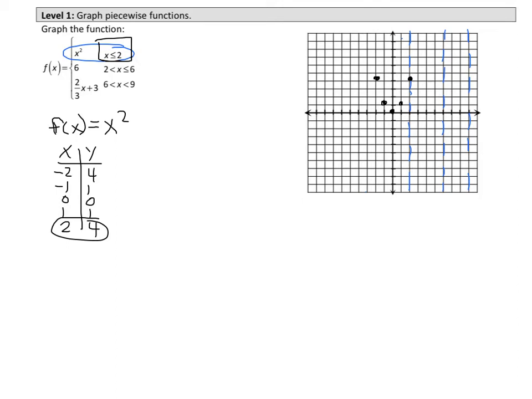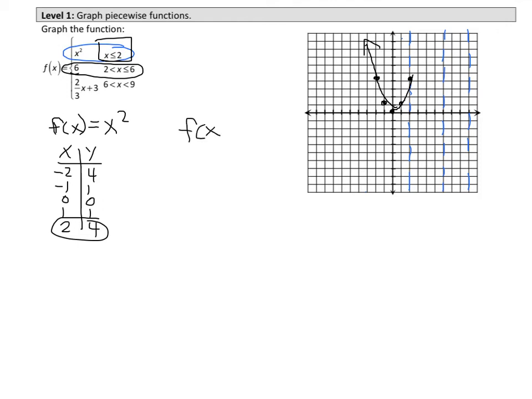And then I draw my parabola through here. It has to stop when I get to x equals 2, but in the other direction, it's going to go forever. So we get a parabola. And then now I'm ready to do my next section. So I'm going to graph f of x equals 6 between 2 and 6.